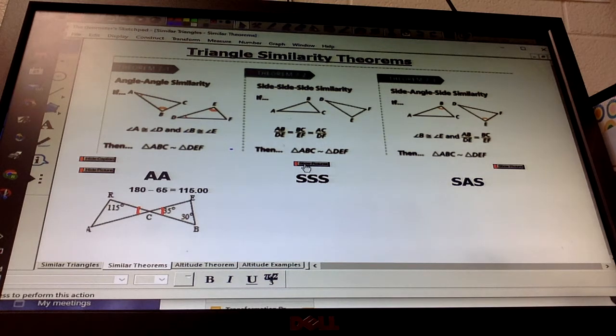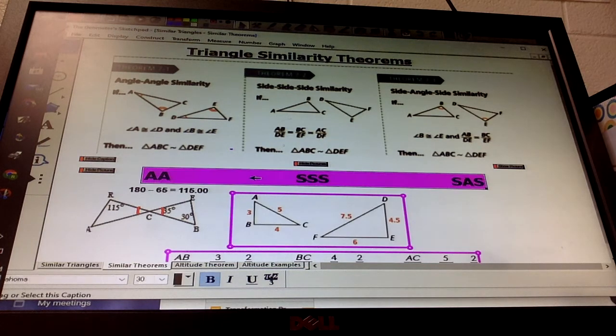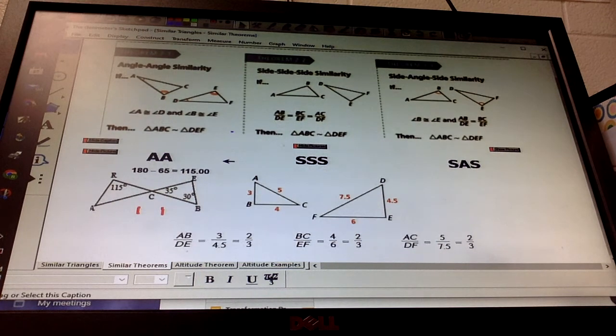Side. Again, here's an example. The sides have to be proportional. All right, so if you match up these sides, again, a little prior knowledge is expected. So 3, the smaller side in this small triangle, is going to match up with 4.5, which is the smaller side in this one. 4 is going to match up with 6, and 5 is going to match up with 7.5.